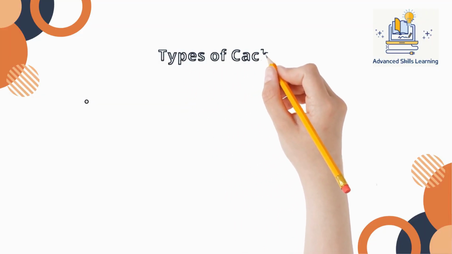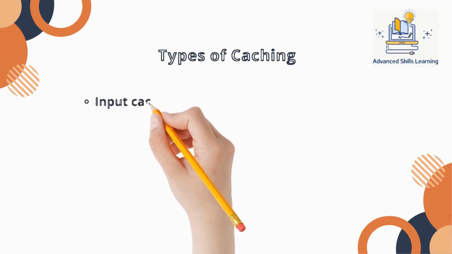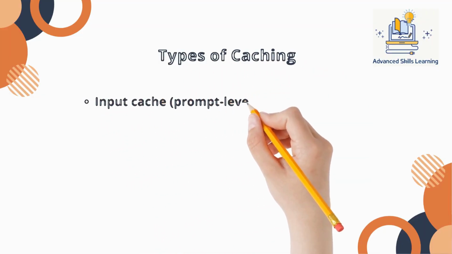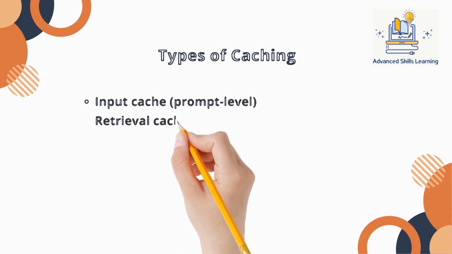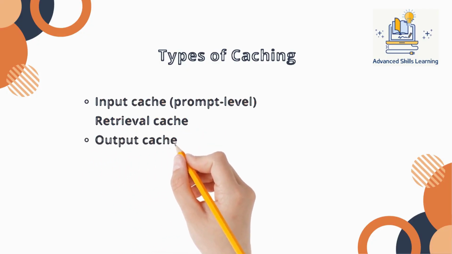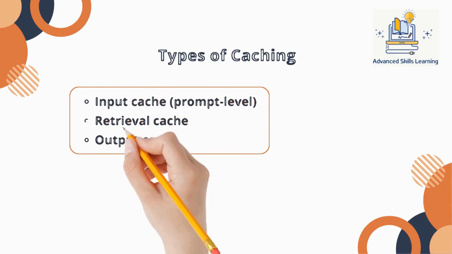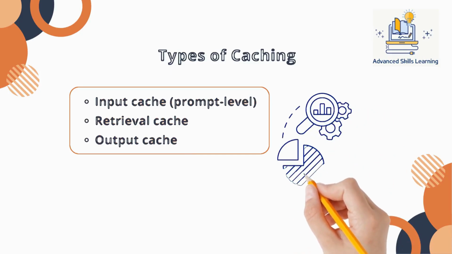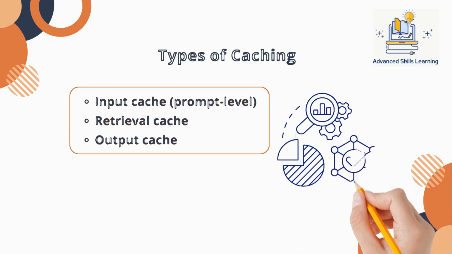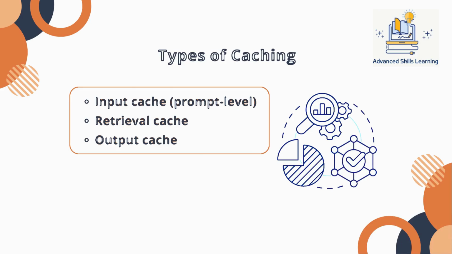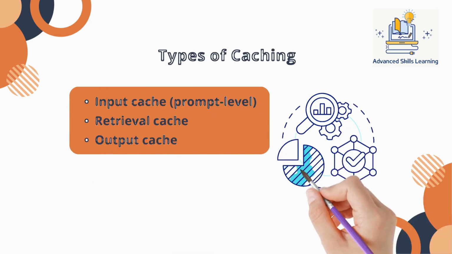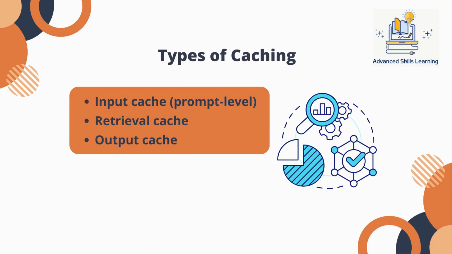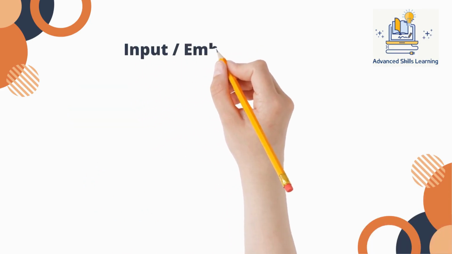Caching is not a single layer. It exists at multiple points in the pipeline. Input caching stores prompt or embedding results. Retrieval caching stores document sets for queries. Output caching stores final generated responses. Each layer reduces a different type of work, and combining them creates multiplicative gains. Most systems fail because they only cache outputs, ignoring the deeper layers where most latency actually happens.